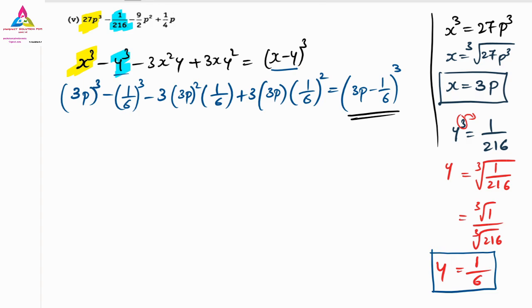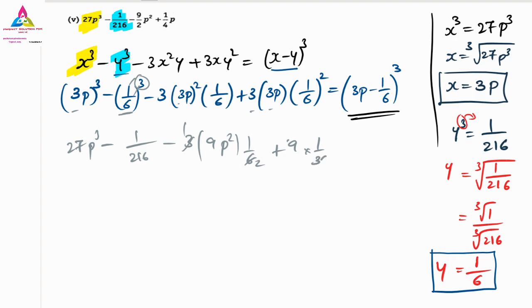Before that, you may check whether the answer is correct. 3 cube is 27, p cube is p cube, minus 1 divided by 6 cube. 6 cube is 216. This verification is not necessary to do. 3 into 3 square is 9, then we have p square as it is, and then 1 by 6. Here 3 ones are 3, twos, I can cancel. Next, plus 3 into 3 square is 9, again into 1 by 6 the whole square, that is 36, because 6 square is 36, and p.